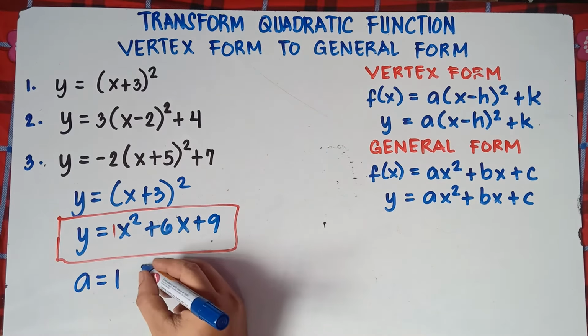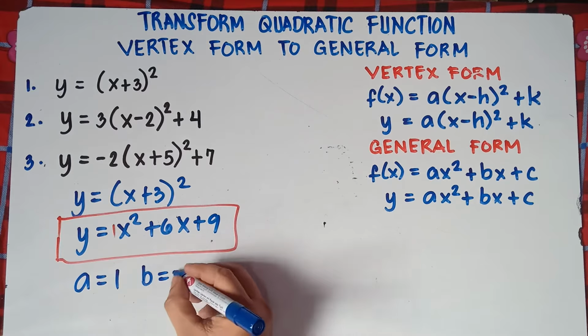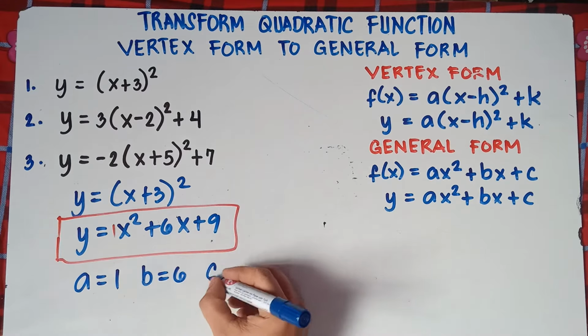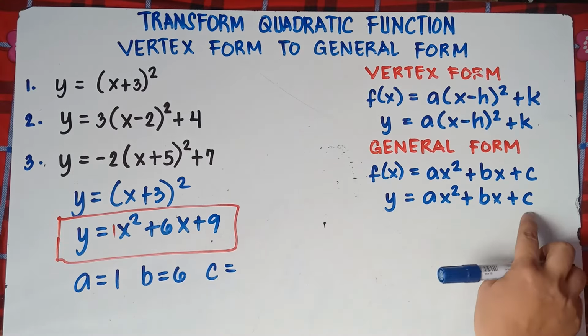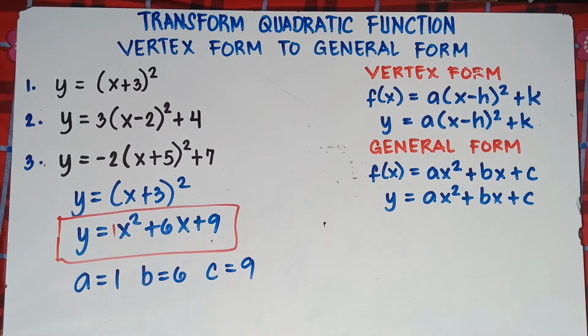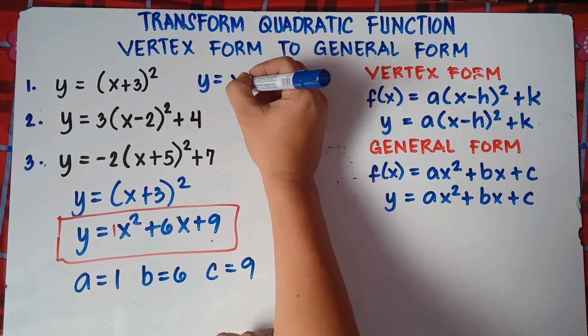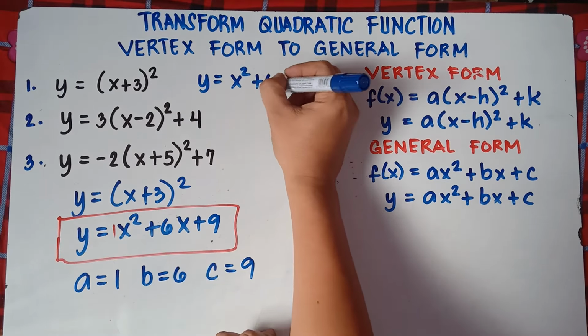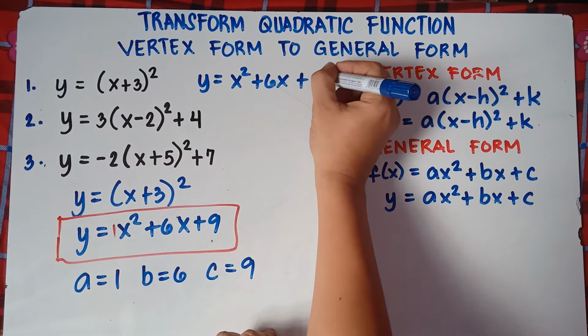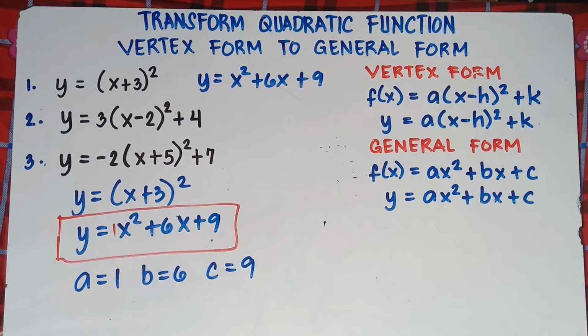So our a is 1, our b is beside x, that would be 6. And our c is the number. C is the constant, that would be 9. And that's it for number 1, class. Easy, right, for number 1. So our answer will be y equals x squared plus 6x plus 9. And you're done with number 1.